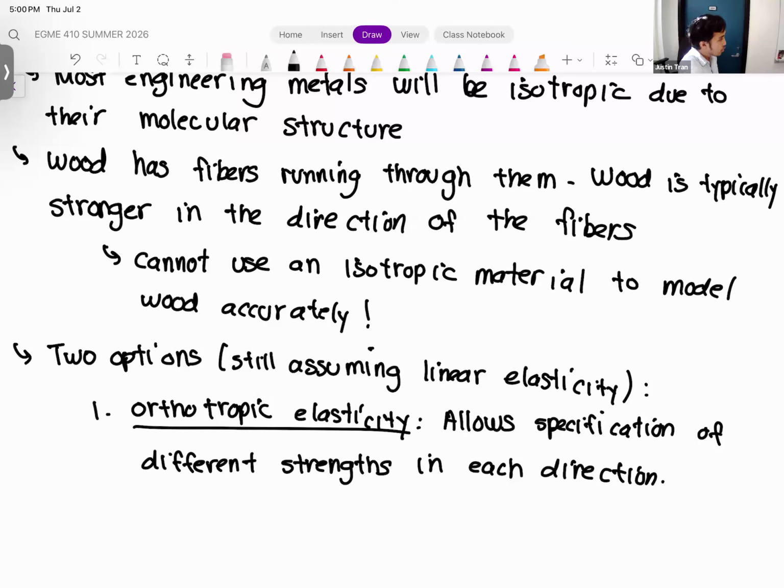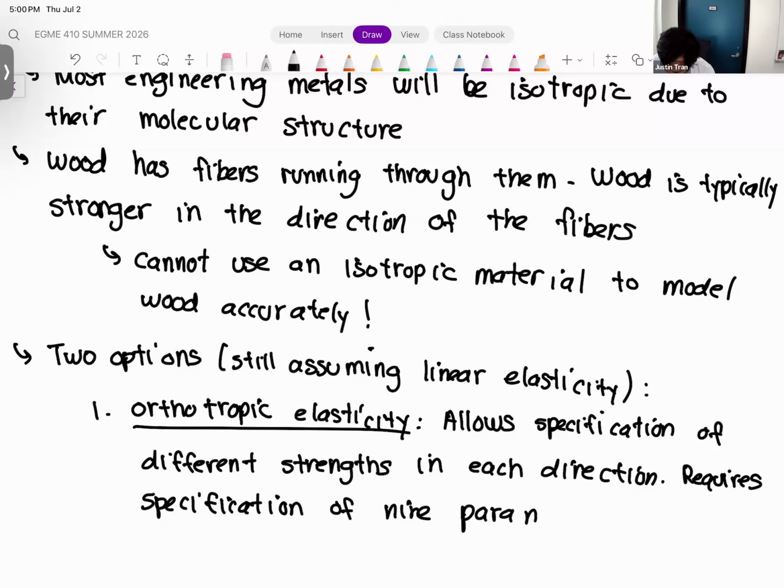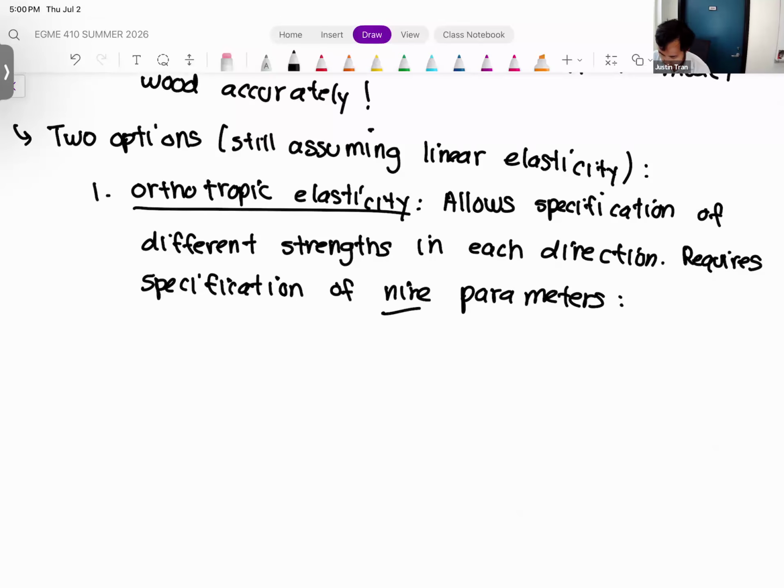Okay. In total, if you're going to have an orthotropic material, an orthotropic material requires 9 parameters to be specified. Basically, you're going to be specifying Young's moduli in each of the Cartesian directions, x, y, z.